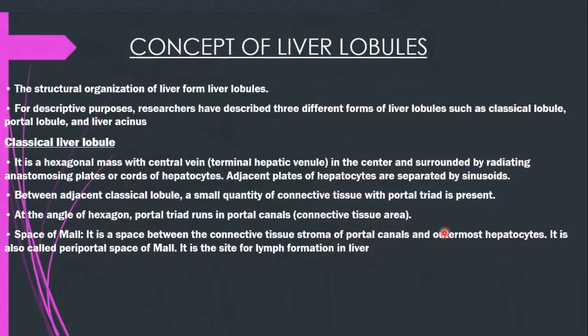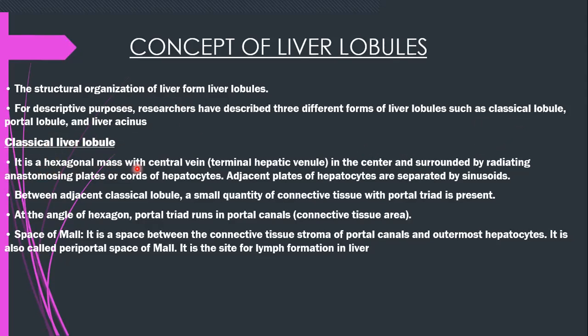Okay, so you have the concept of liver lobules. This is important. Now, the structural organization of the liver forms liver lobules. For descriptive purposes, researchers have described 3 different forms of liver lobules: the classical hepatic lobule, or the classical lobule, then we have the portal lobule, and we have the liver acinus, or the hepatic acinus, or the acinus of Rappaport.